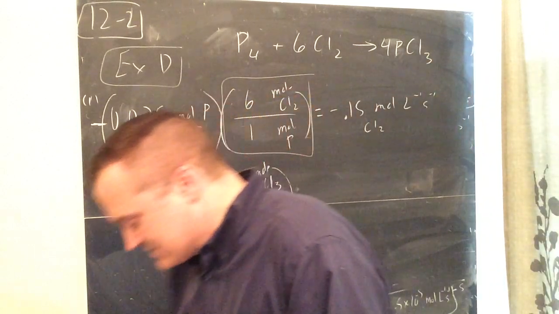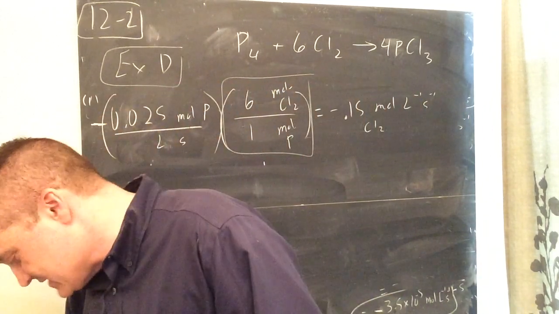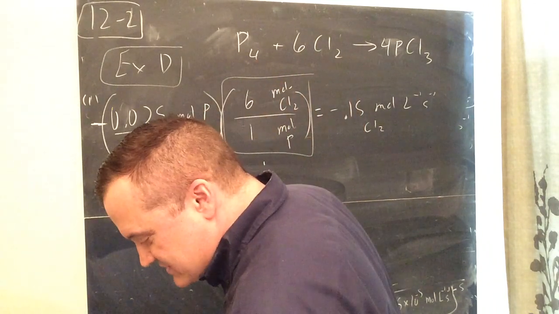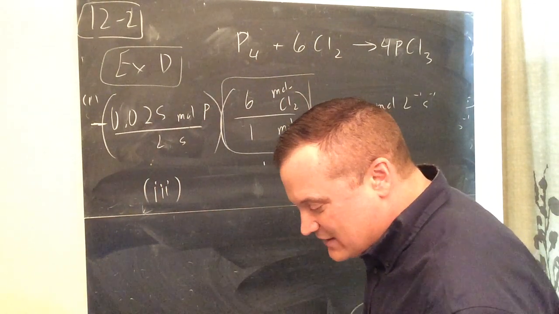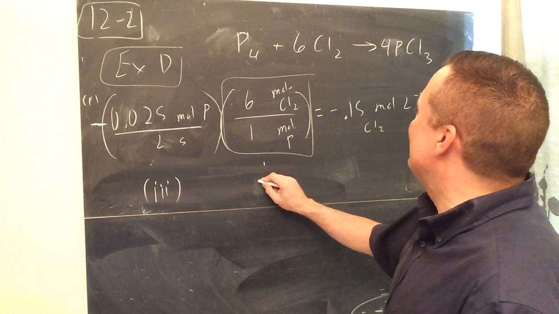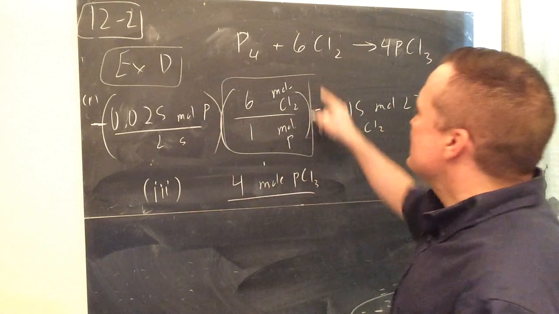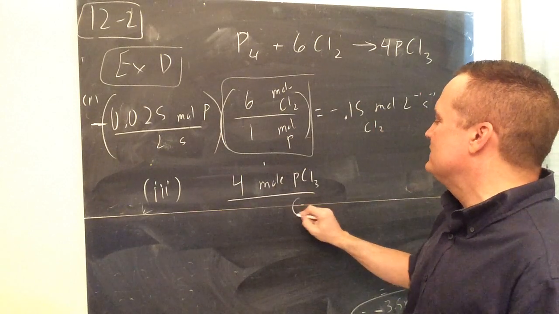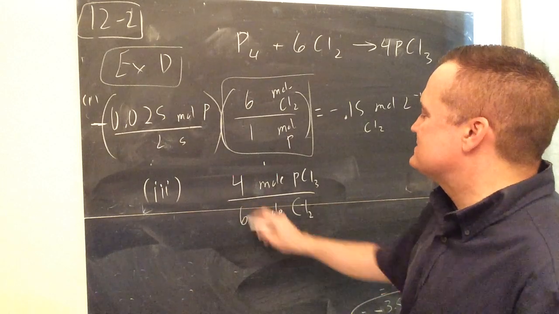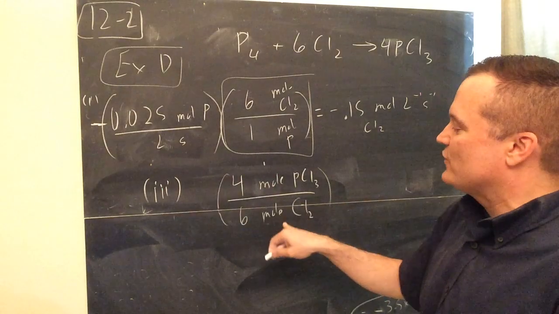But now the weird one is number 3, and that makes you think a little bit more. It says, what is the rate of production of PCl3 relative to the rate of Cl2 consumption? So the rate of PCl3 production is, we'll just say 4 compared to the consumption of Cl2. Well, you've got 6 moles of that. If I want to get the actual number, I'd have to find the rate of Cl2 consumption first.